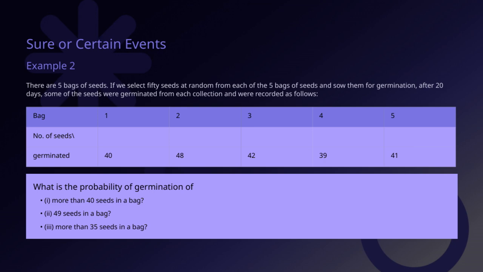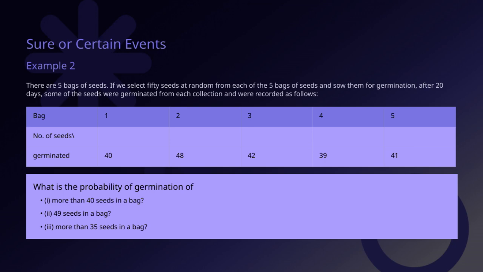In this example, we have 5 bags, and we've taken 50 seeds from each one to see how many actually germinated after 20 days. The recorded germinated seeds are 40, 48, 42, 39, and 41 for bags 1 through 5 respectively. What we want to understand now is, based on these observations, what can we say about the probability that seeds from these bags will germinate?